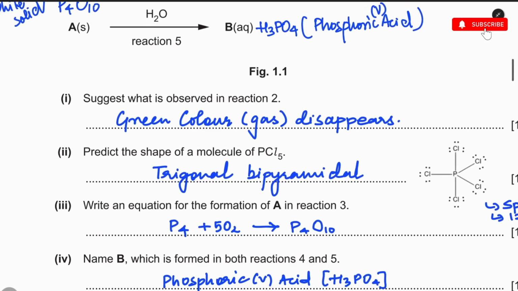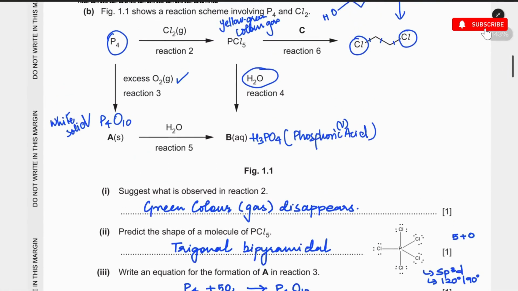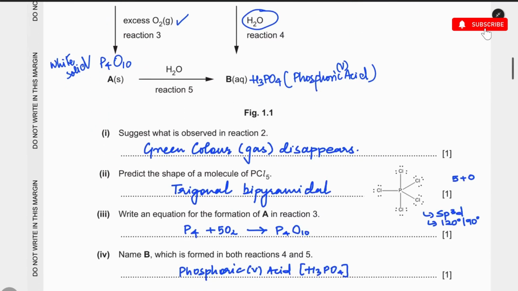Next question, write an equation for the formation of A in the reaction. Now let's see A. I have already informed that P4 reacts with oxygen, you will get P4O10. So you can balance it, you will get 5 as an answer, 5O2. Okay, so this is your third question.